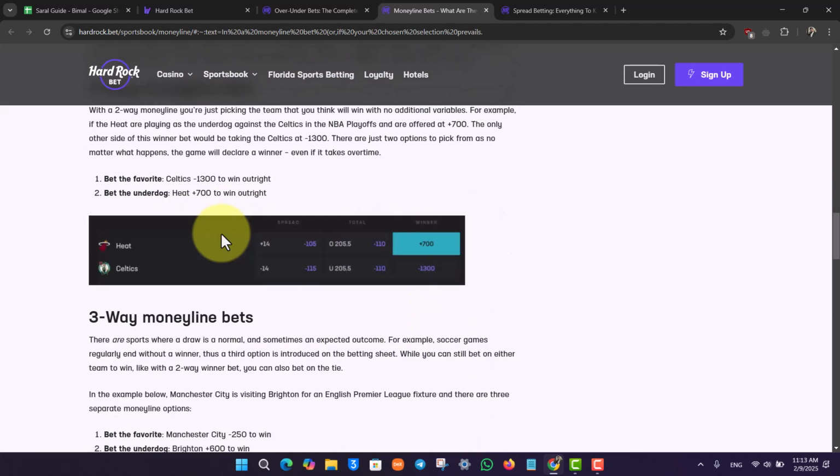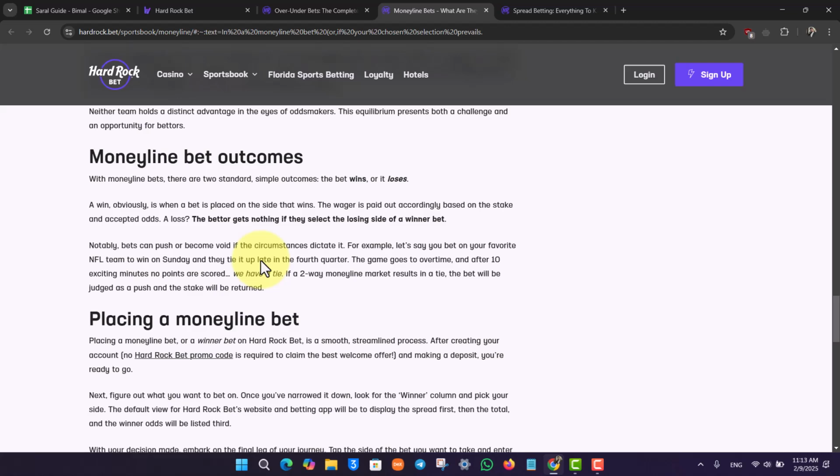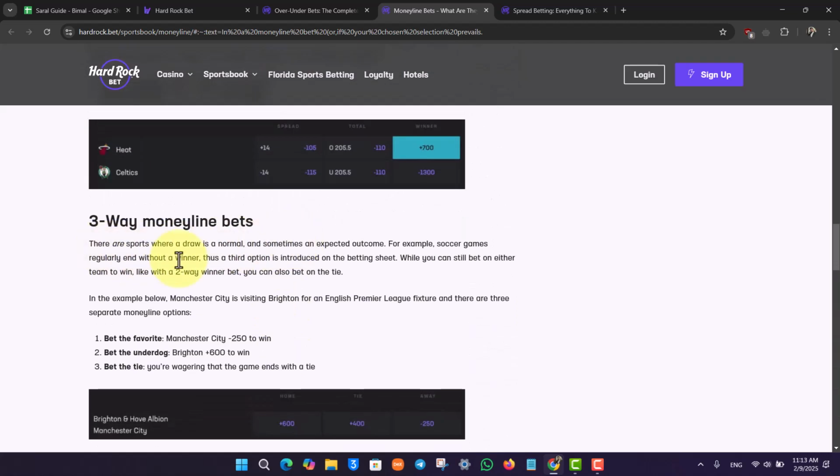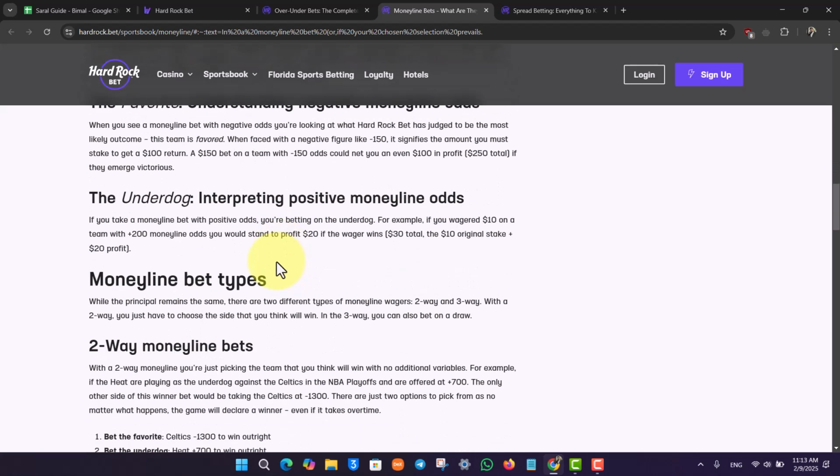And if you want to basically bet on moneyline, you can see some of the instructions that are given over here as well. Of course, there are sports where a draw is normal and sometimes an unexpected outcome, and this way you can go ahead and bet on the moneyline.